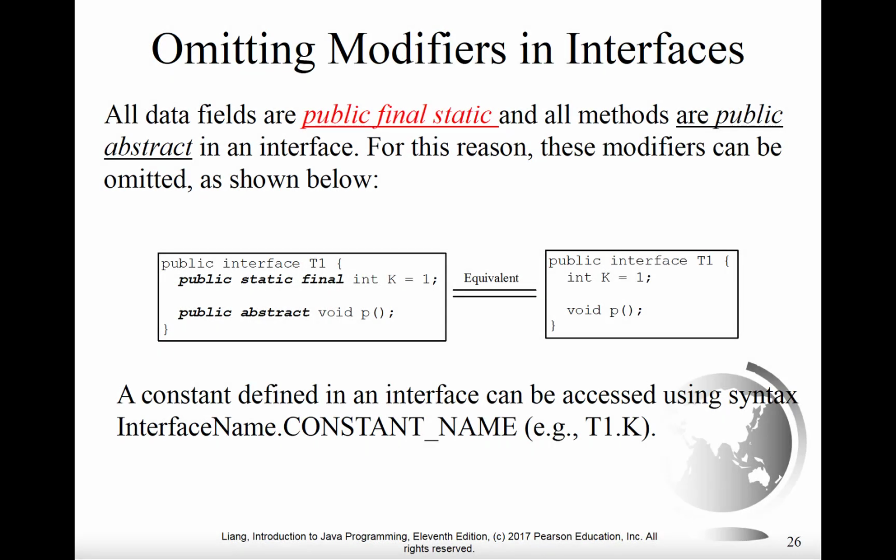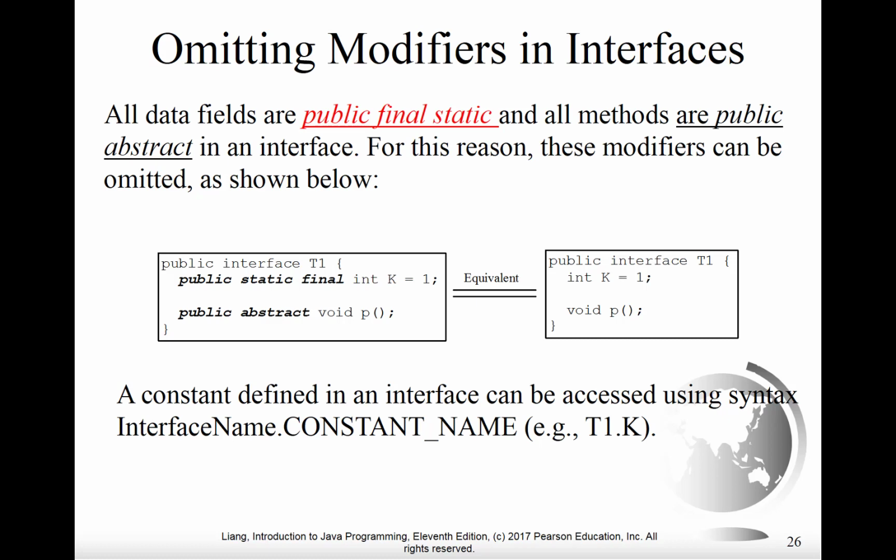Now, to finish off this unit, we're going to talk about the fact that we can omit certain modifiers in interfaces. The reason for this is that every single data field present in an interface has to be public final static, and because of that, we don't have to explicitly say that. The compiler is going to assume it. We can't, on the other hand, make it private or something else, because that would not be public final static. We either have to explicitly put it in or leave it out completely, in which case the compiler will put it in for us.